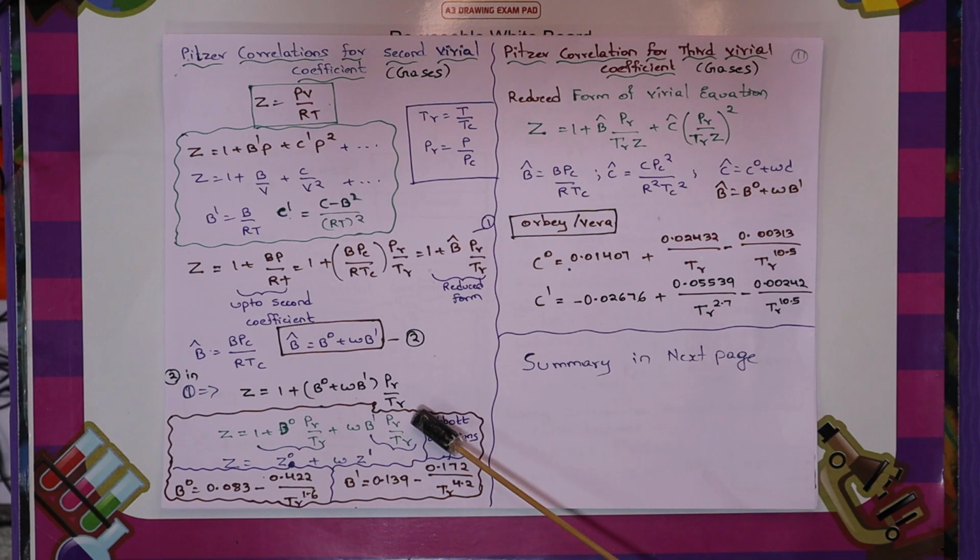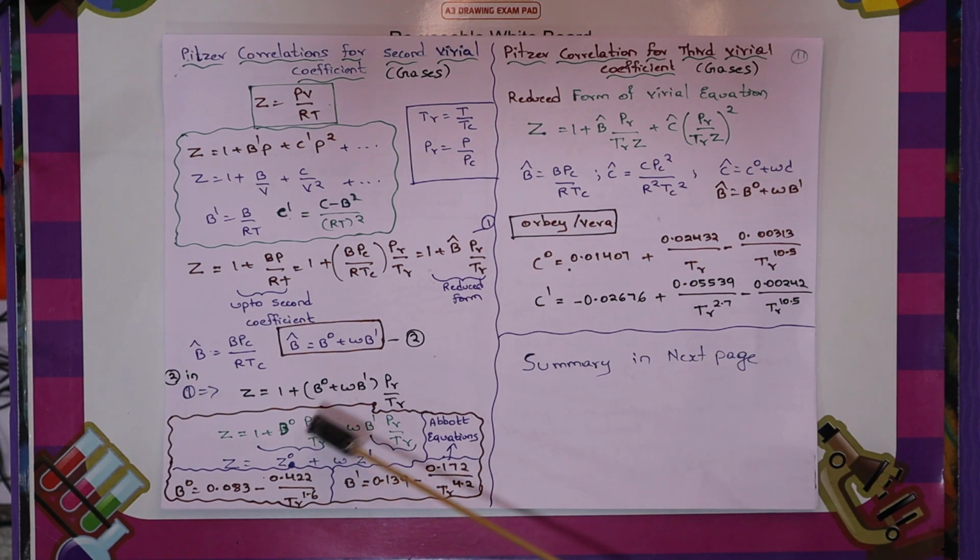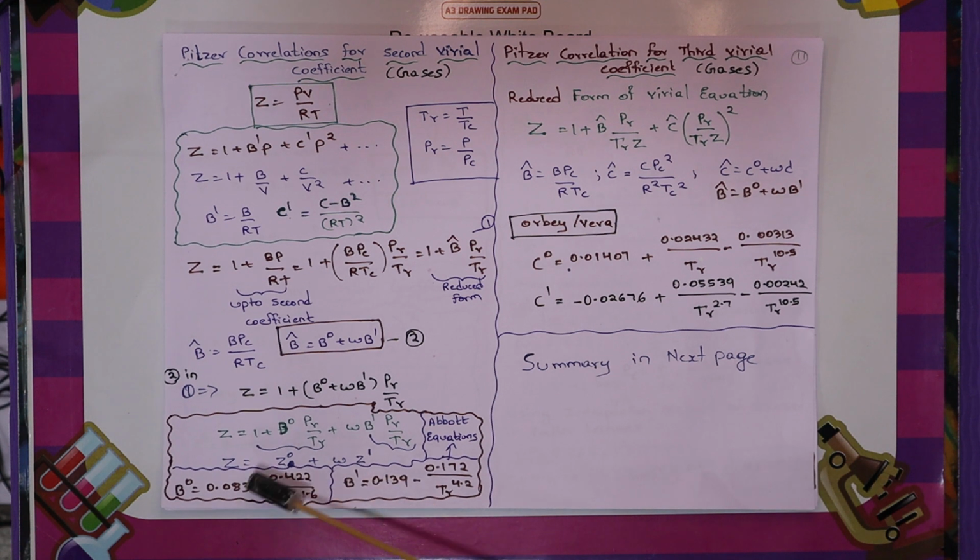And Z naught and Z dash, normally people compare with this kind of equation. Therefore, they represent Z naught equal to 1 plus B naught into PR by TR. Z dash is nothing but B dash into PR by TR. So this is one such form. Okay.